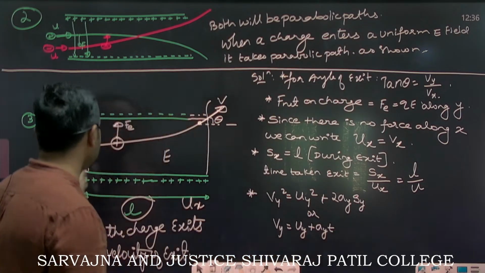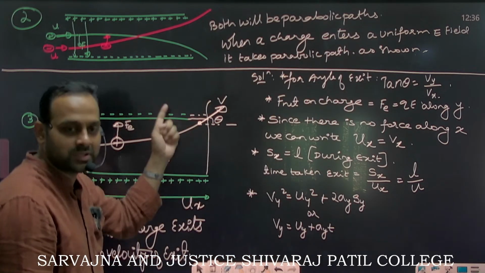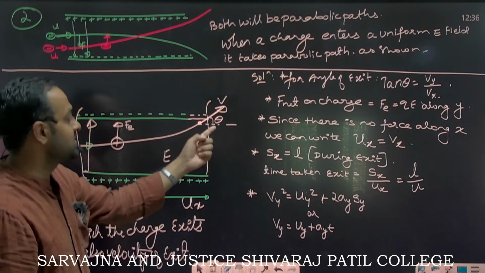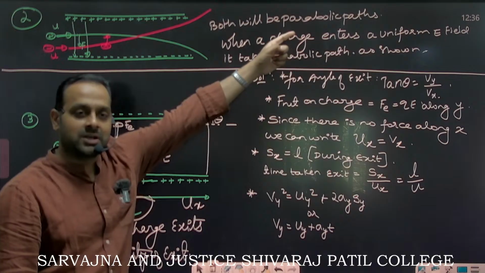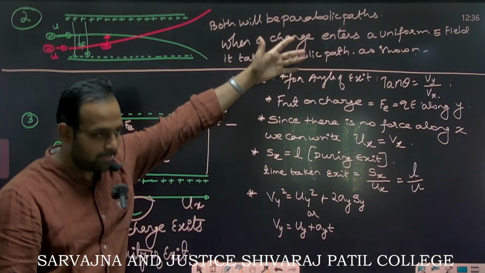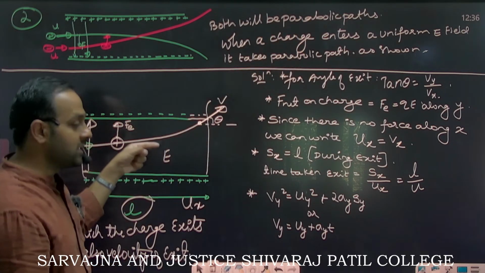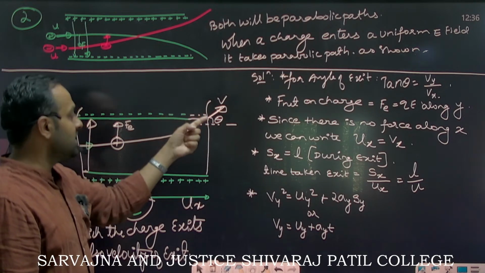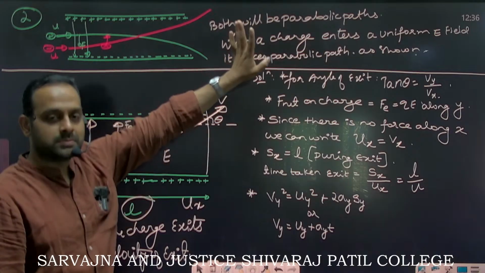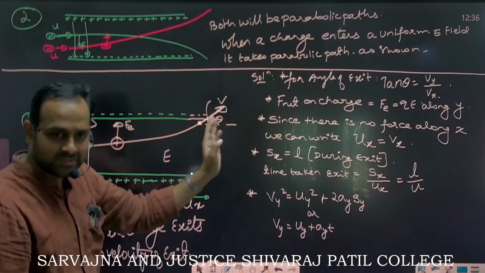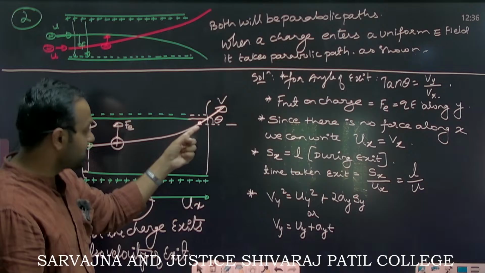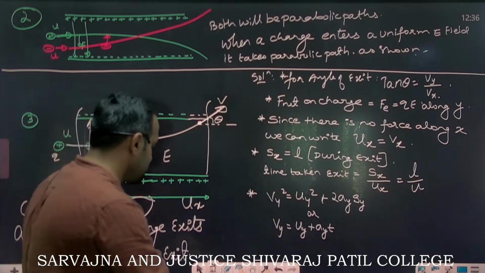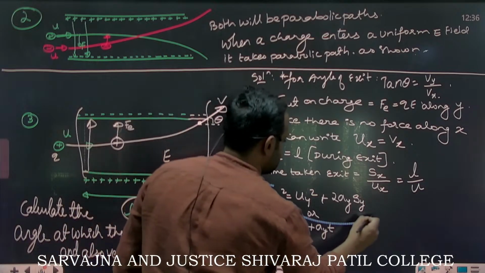The time is from entering until exiting, while it is going upward. As soon as it comes out it just goes straight again because there is no force on it. Inside here the electric force is there, so it is deviating like this. We are not worried about what happens after the exit. We are just worried about, as soon as it exits, what is the angle it is making. So we will use this.